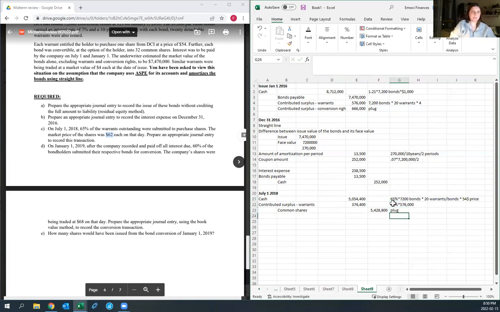And here, all right, so on January 1st, 2019, after the company recorded and paid off all interest due, 60% of the bondholders submitted their respective bonds for conversion. The company's shares were being traded at $68 on that day. Prepare the appropriate journal entry using the book value method to record the conversion transaction. So on January 1st, 2019, we first have to find our book value of the bonds payable because we're reducing our book value by 60%.